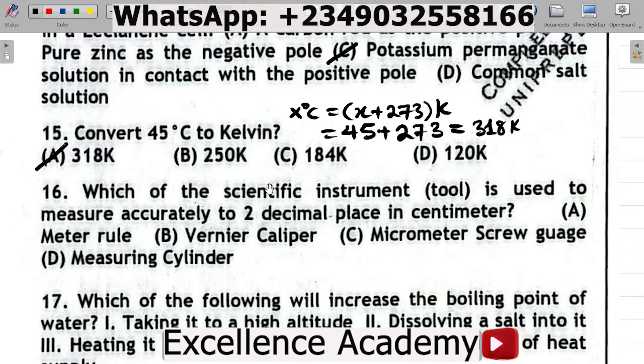Next up, question 16. Which of the following scientific instruments or tools is used to measure accurately to two decimal places in centimeter? A, meter rule. B, vernier caliper. C, micrometer screw gauge. D, measuring cylinder. The answer to question 16 is B, vernier caliper. Note that the vernier caliper is a scientific instrument used to measure accurately to two decimal places in centimeter. So take note of this.